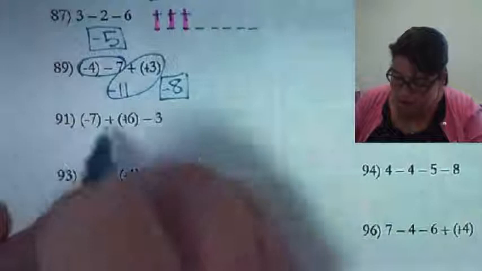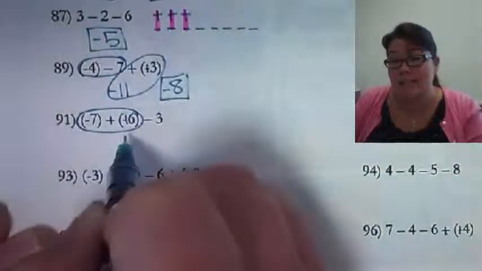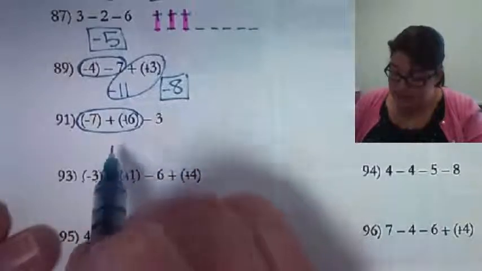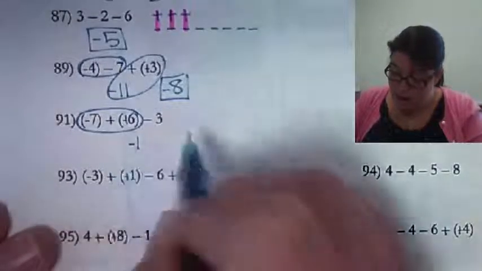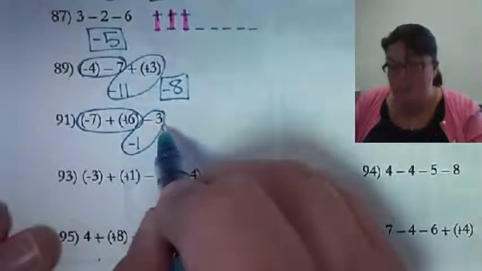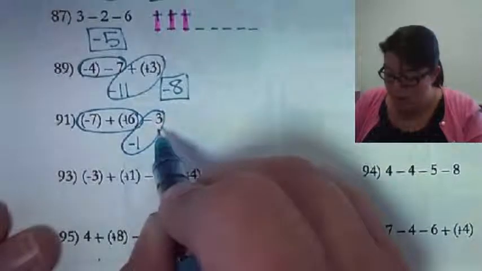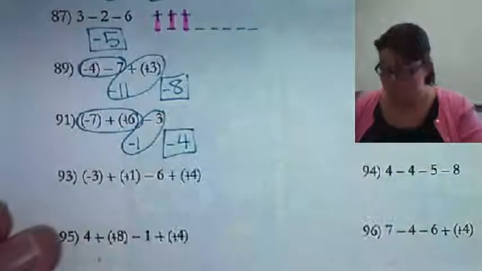What about 91? I have negative 7 and positive 6. So let's see, different signs, subtract. Keep the sign of the bigger one, and then I can do my second pair. Negative 1, negative 3. Same signs, add and keep. So 3 plus 1 is 4. Keep the sign, and I'm done.